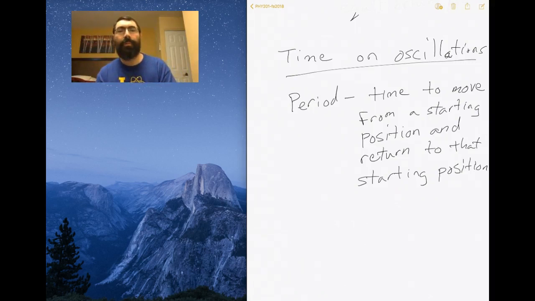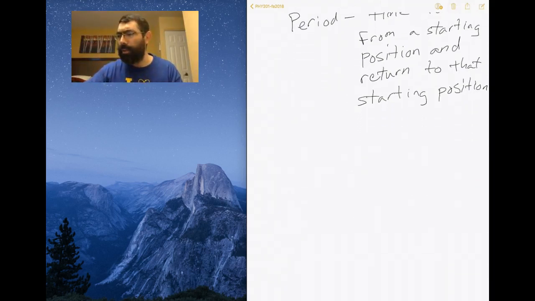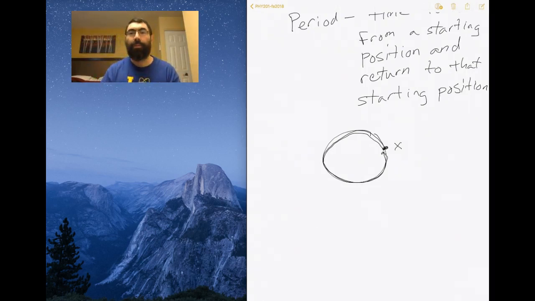Which I think we've seen periods before, where in this case we looked at circular motion, where for the circular motion the period was, if this was the starting point x, then it's going to go around the circle until it gets back to that position x. So that's its period. The period is the time to go one full revolution.